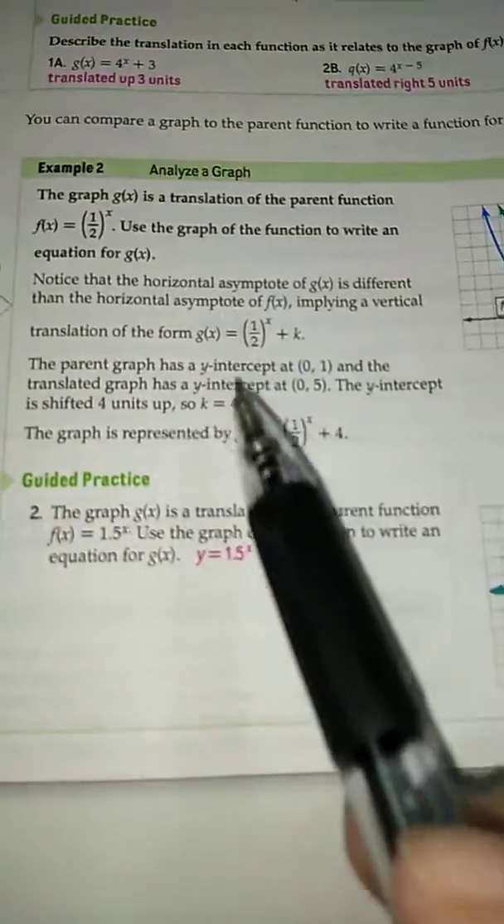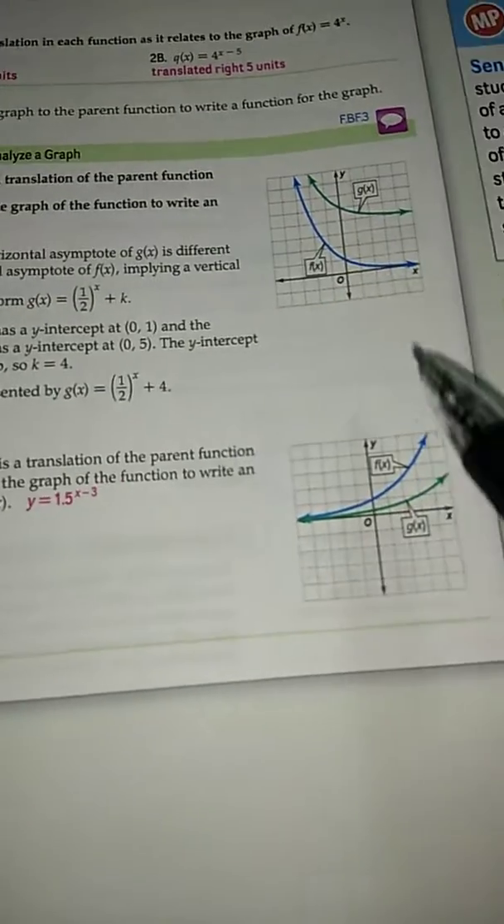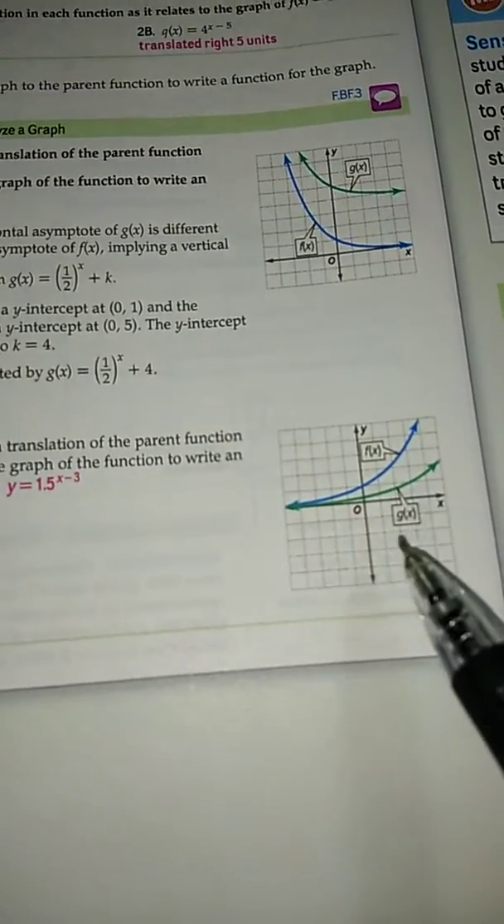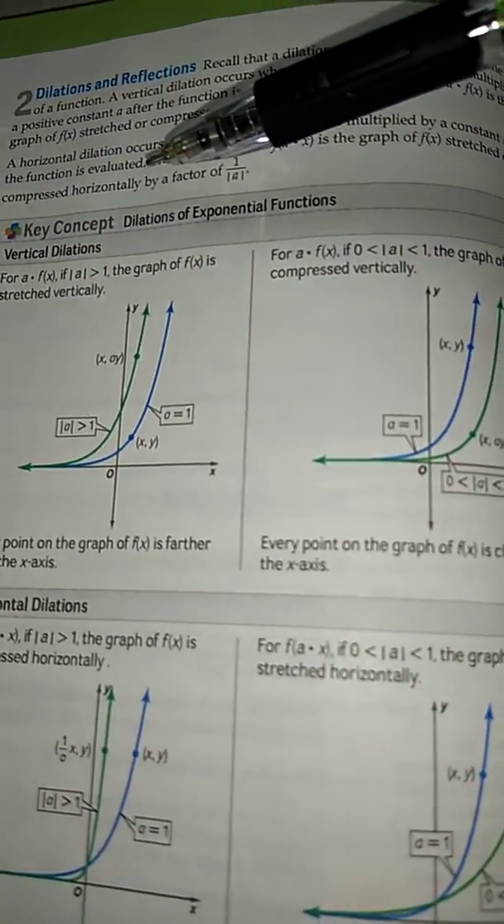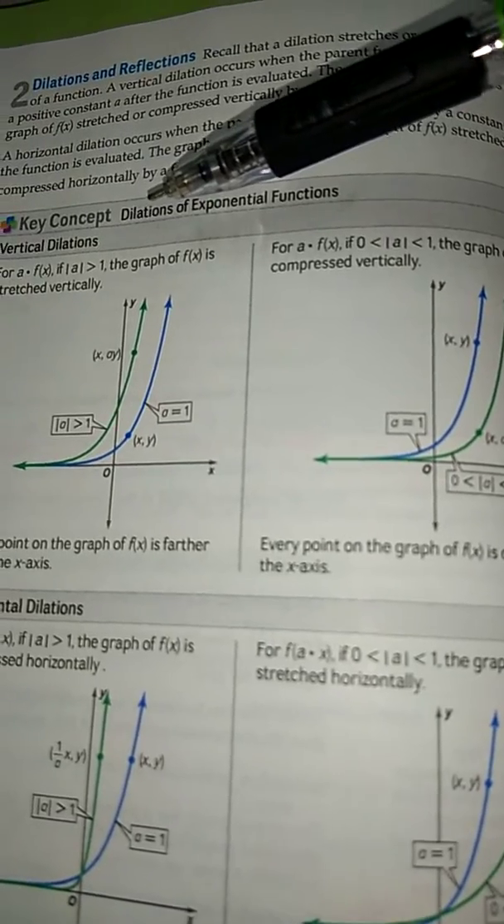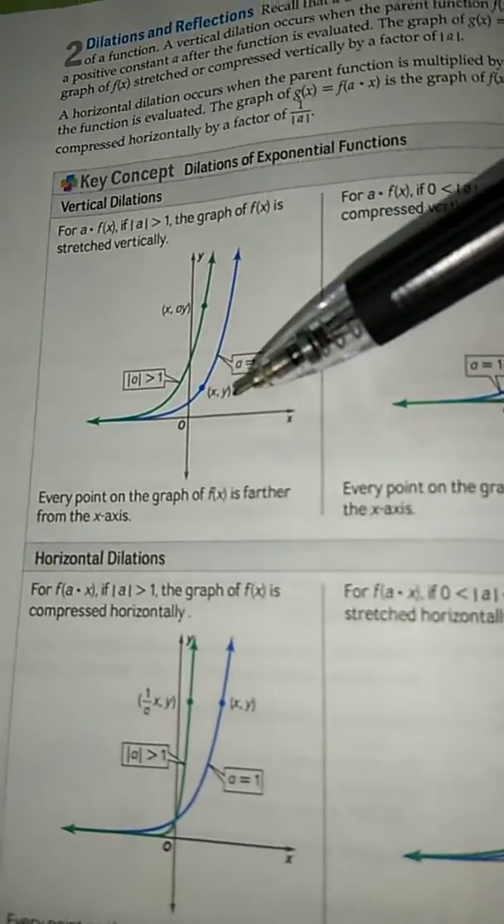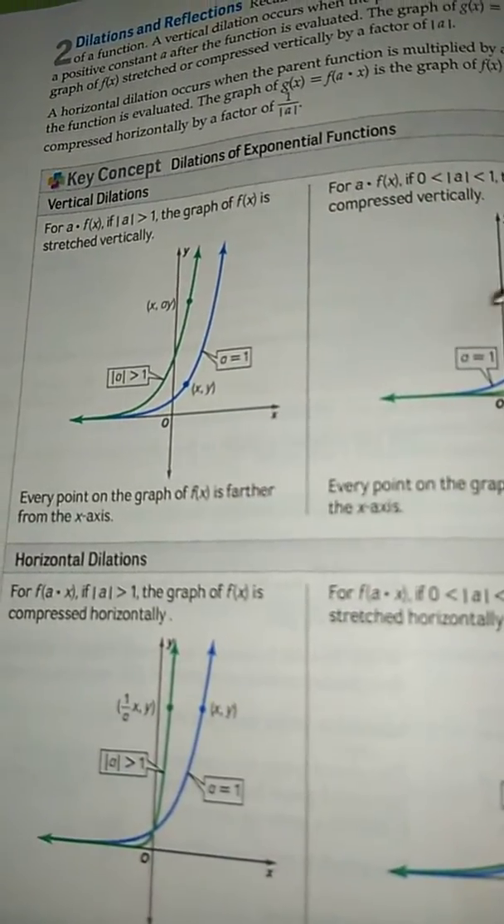Here you're going to analyze a graph that's been translated up. Here's another one that's been translated to the right. Okay, and then there are other ways of transforming, dilating. Okay, so I want you to kind of read through these.